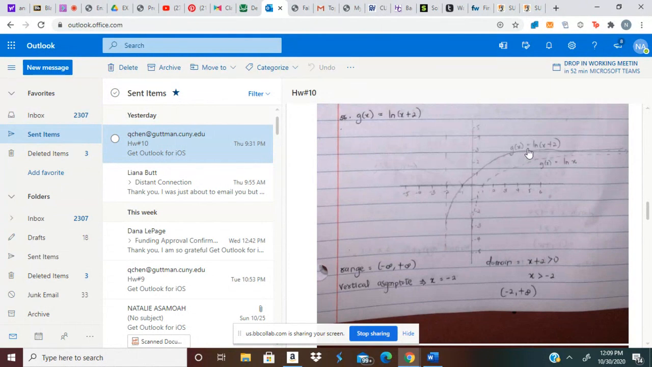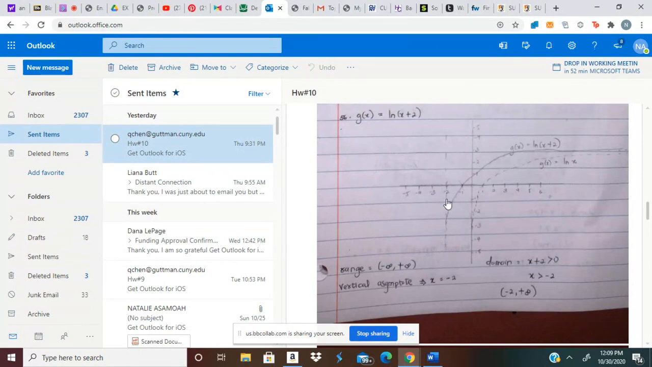And then I just drew it through it. And so for the domain, you said to put what is in the parentheses greater than 0. So it's right here, x plus 2 is greater than 0, x is greater than negative 2. So negative 2 and then infinity. And then the vertical asymptote is right here, x equals negative 2, and the range is all real numbers.